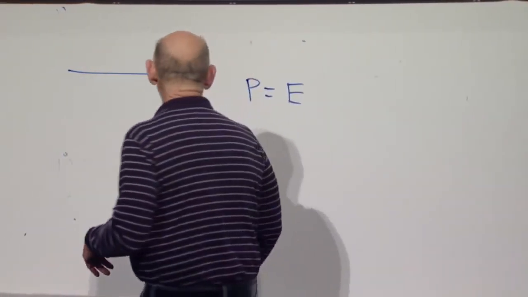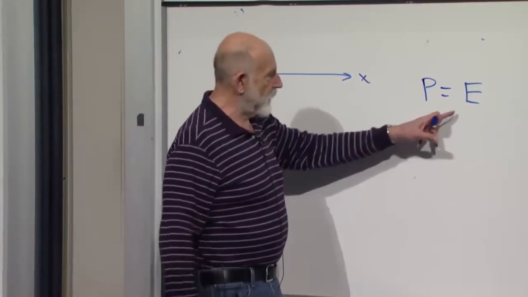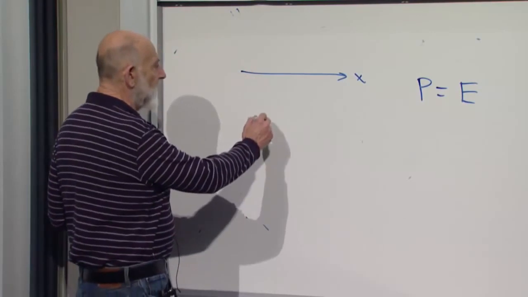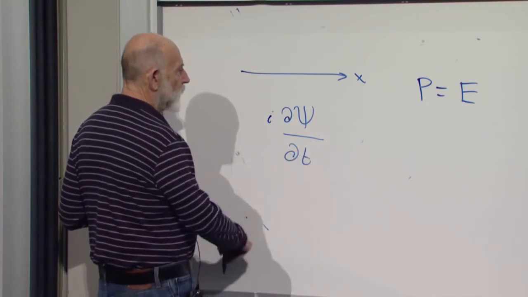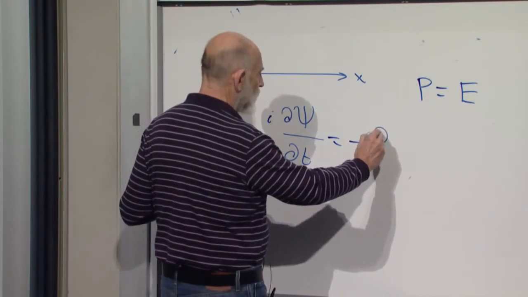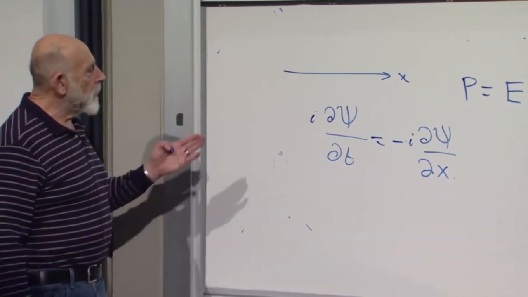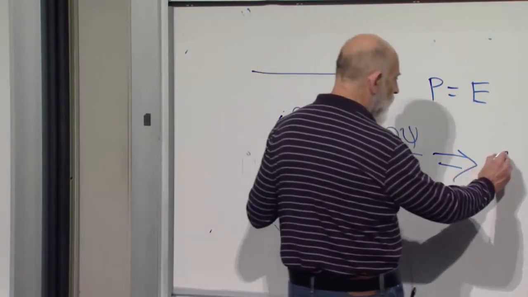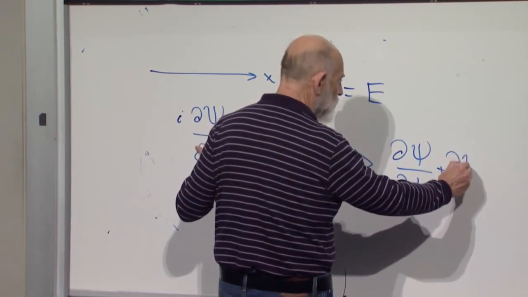Okay. So we know what this says. We've actually studied this equation. If we now say that E is equal to the Hamiltonian, and Hamiltonian is i d by dt, this says i d psi by dt, that's H psi, is equal to P times psi, and that's minus i d psi by dx. That's a pretty simple equation. What does it say? It says d psi by dt plus d psi by dx equals 0.